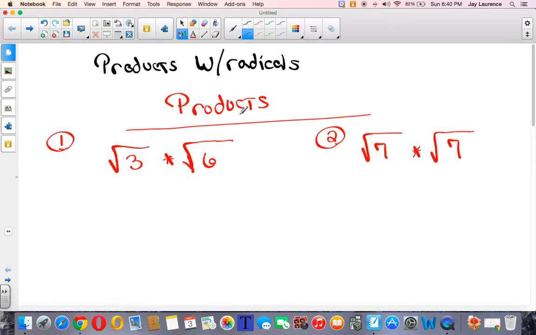Now, work smart and not hard on these. A lot of you are just going to go, oh, that's rad 18, and while you're not wrong, then you have to take the time to simplify. Instead of thinking of it as rad 18, I'm looking at common factors. I'm seeing 3 here, and I'm seeing 6 as 3 times 2.